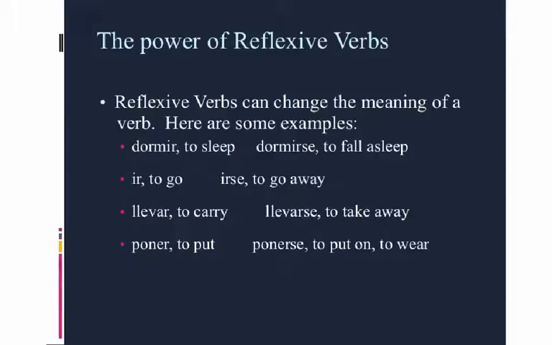Okay, and then sometimes verbs change their meaning. I brought this up a little bit earlier if I have them in reflexive form. So dormir is to sleep, but dormirse is to fall asleep. Ir is to go, and irse is to go away. Llevar is to carry, and llevarse is to take away. Poner is to put, and ponerse is to put on.